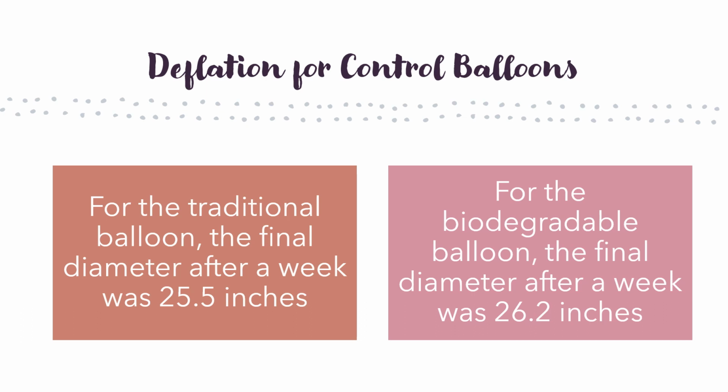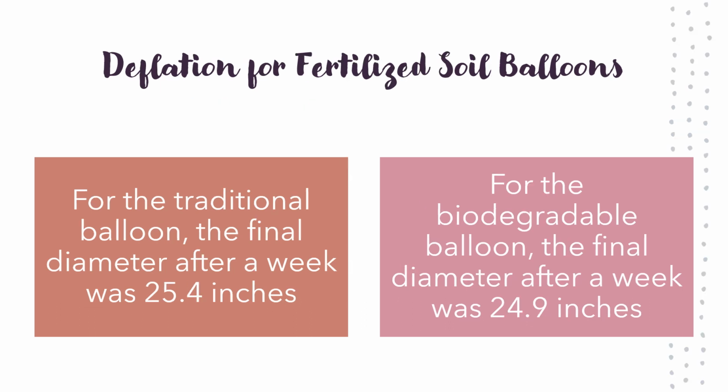So the results for the control balloons were that for the traditional balloon, the final diameter is 25.5 inches, and then the biodegradable final diameter was 26.2 inches. This is actually kind of surprising because I expected the biodegradable balloon to be smaller than the traditional balloon at the end of the week. So looking at the fertilized soil balloons, the final diameter for the traditional balloon was 25.4 inches, and then for the biodegradable balloon, the final diameter was 24.9 inches.